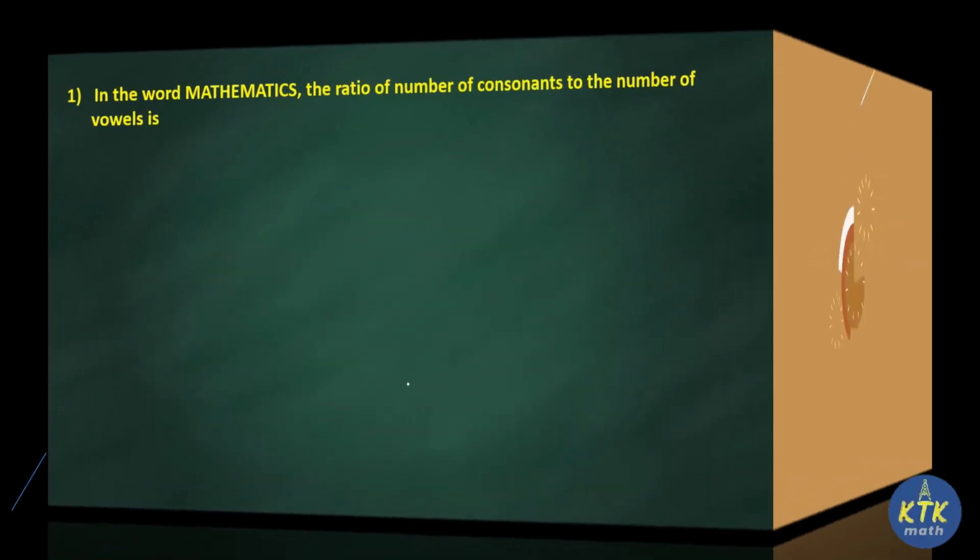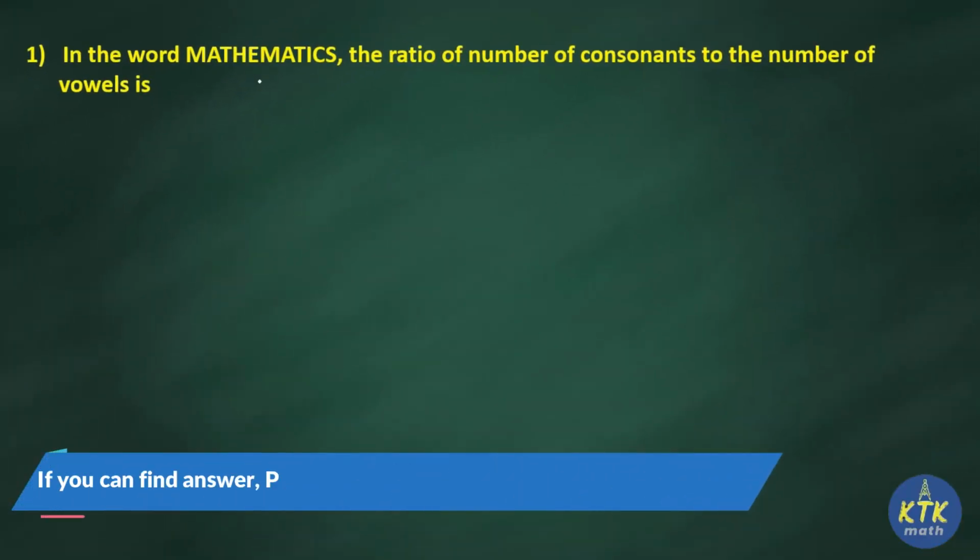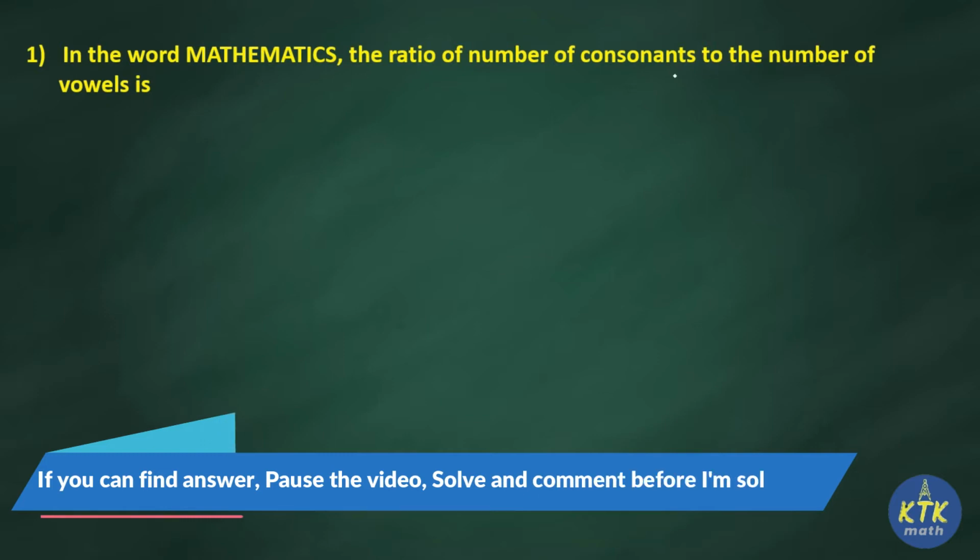Question: in the word mathematics, the ratio of number of consonants to the number of vowels. From the word mathematics, we are going to find the ratio between the number of consonants and number of vowels. I hope you know about consonants and vowels. We'll check the options there: 5:6, 6:5, 4:7 and 7:4.